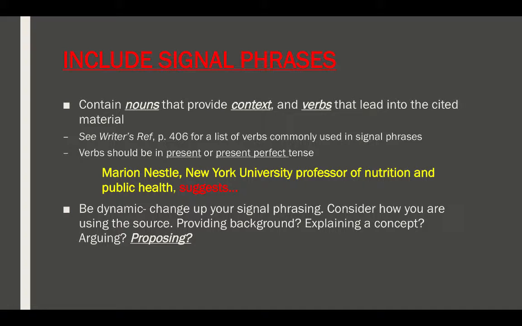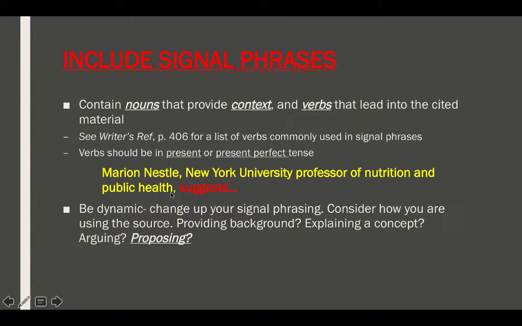Take a look at our example. This is one from the list on 406. Marion Nestle, New York University professor of nutrition and public health, suggests. I want you to take a look at the yellow first. Obviously, we have the author's name, Marion Nestle. We tell what her occupation is. She's an NYU professor of nutrition and public health.